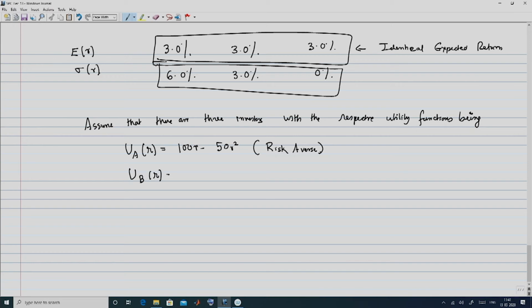Utility of the investor B is 100 R, and this investor is risk neutral, and as I said later we will see why this is risk neutral, and UC of R is equal to 100 R plus 50 R square. This is a risk seeking investor.